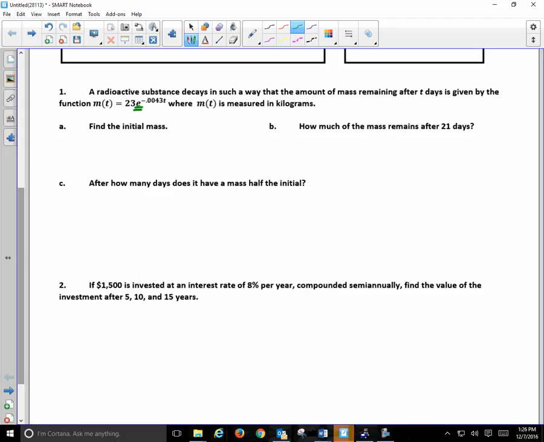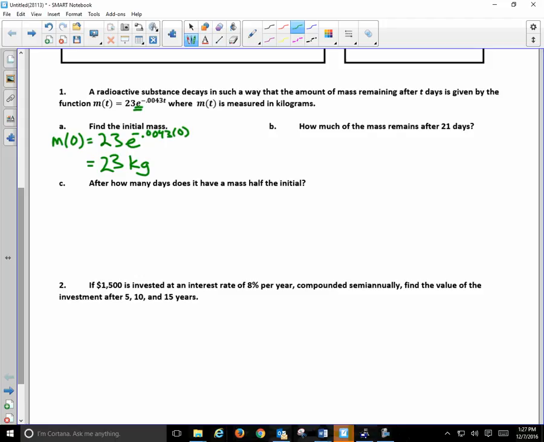It says find the initial mass. Initial is when? At the beginning, so at time equals 0. We're going to plug in 0 for the time. When I plug in 0, I get the mass at time 0 is equal to 23 times e to the negative 0.0043 times 0. That's e to the 0, which is 1, times 23 is 23 kilograms. So that's the initial mass.